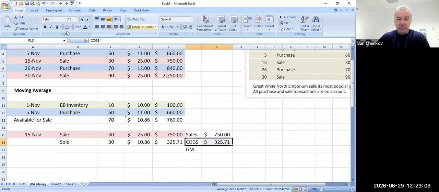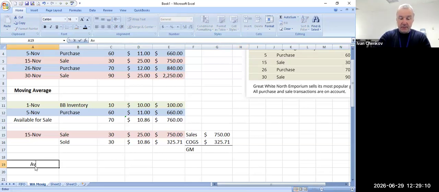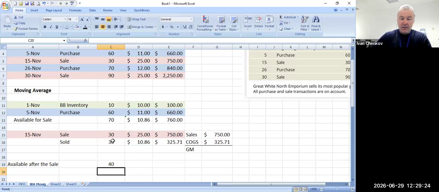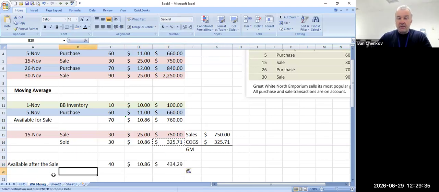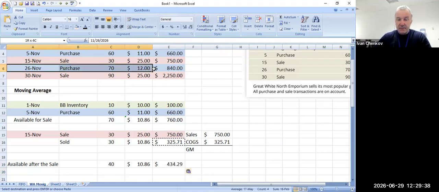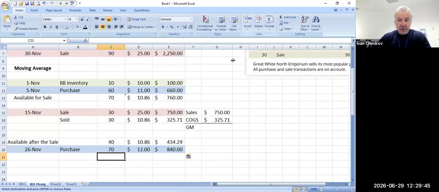Then what's going to happen? I'm going to have a new purchase. But now, how much do I have available after the sale? I have 70 minus 30, 40. What's my average cost? 10.86. What's the total cost? That much. What do we have now? I have a new purchase, and that will be my purchase. So now, can you continue the calculation at this point? Let me see if I can continue the calculation for this point.